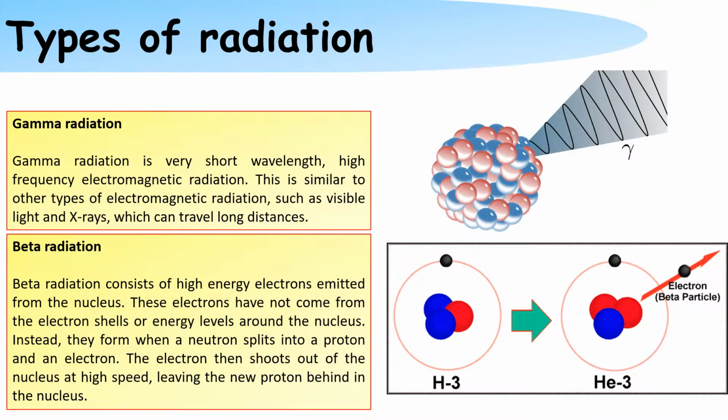Gamma radiation has a very short wavelength at the high end of the electromagnetic spectrum. It is similar to other types of electromagnetic radiation such as light, X-rays, and visible light.